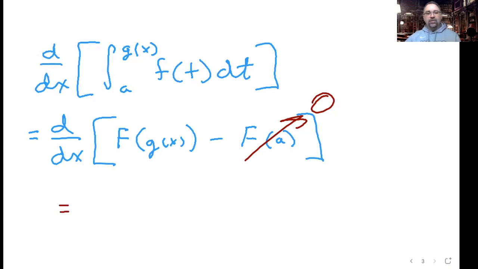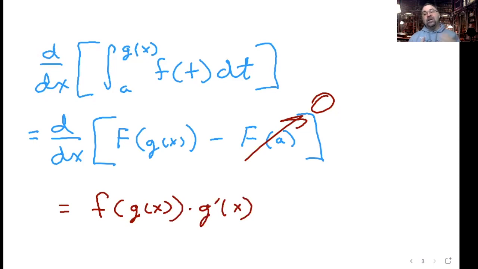If you want to take the derivative of capital F of g of x, that's fine. But you have to remember capital F's derivative is little f, leave the inside function alone. Then the chain rule says, oh, wait, you're not done. Multiply that by the derivative of the inside function. So if you're integrating from a to g of x of little f of t dt, and then deriving that, the second fundamental theorem of calculus says you have to remember the chain rule. You're going to get little f of g of x times the derivative of that upper limit.